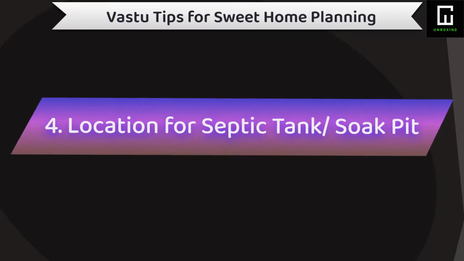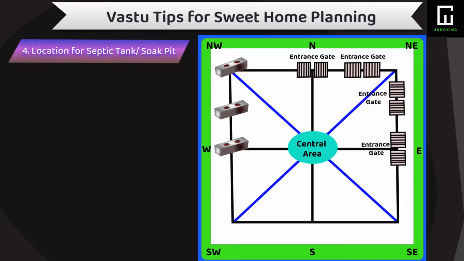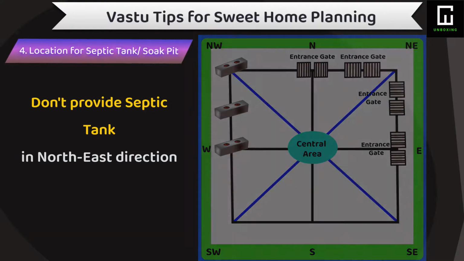Now coming to the septic tank or soak pit construction works, we must go to the northwest direction first. Then we can go in between northwest to west direction as per Vastu Gyan. But remember, don't provide septic tank or soak pit in the northeast direction as this is harmful as per Vastu. So try to avoid septic tank or soak pit construction at northeast direction.